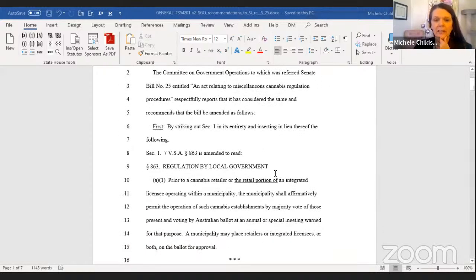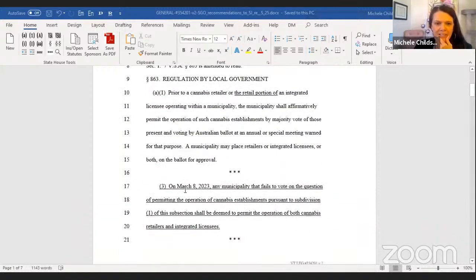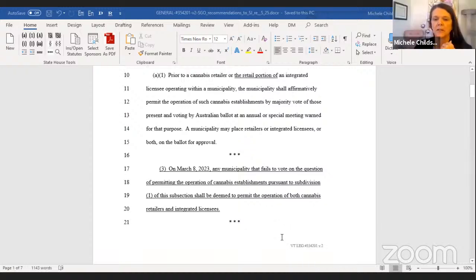Okay. So we're looking at draft 2.1 Senate government operations recommendations. I'm going to move quickly. Section 1, and I realized I need to still tweak this around what you had said, Senator Baruth, just clarifying on subdivision 3 that it's if a town hasn't voted by that date, not that date, and that's a week after town meeting week.